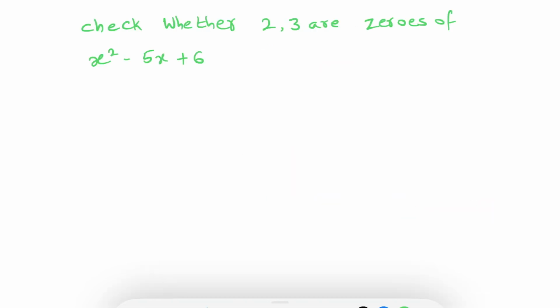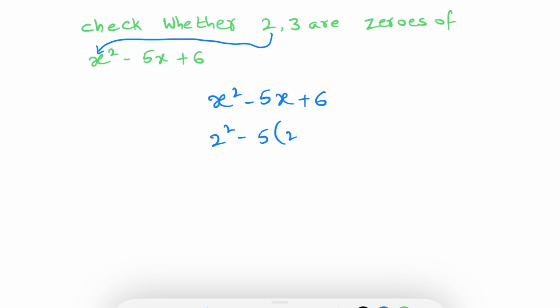Check whether 2, 3 are zeros of the given polynomial x square minus 5x plus 6. Simply what we need to do is substitute the given numbers one by one in the place of x. So let us take the polynomial x square minus 5x plus 6. Now in the place of x I am substituting 2. So 2 square minus 5 into 2 plus 6 as it is. 2 square is 4 minus 5 2s are 10 plus 6 as it is.